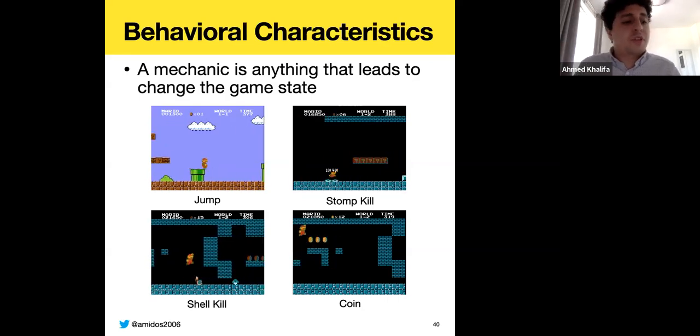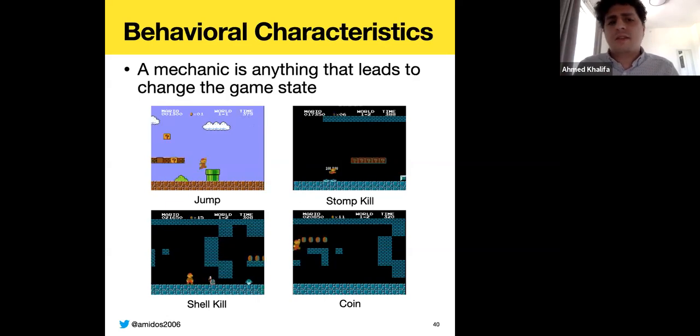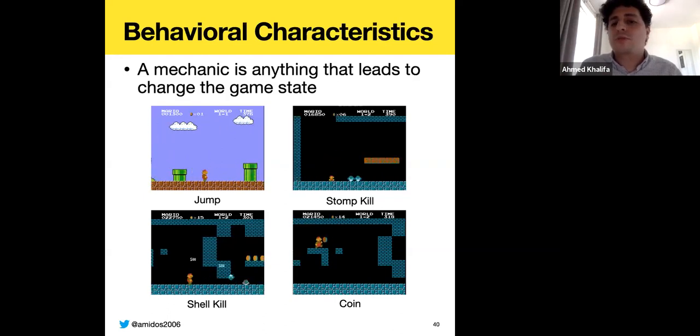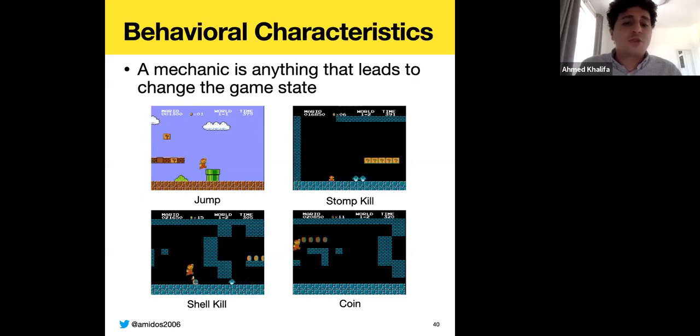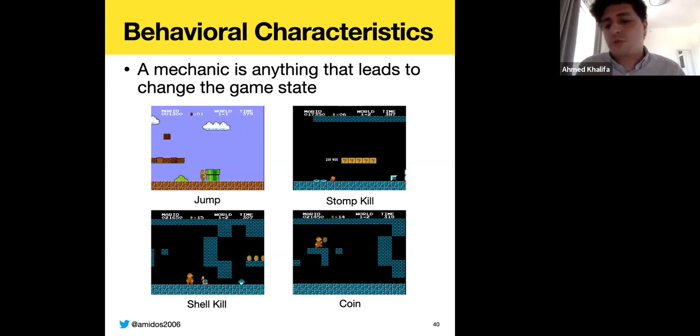And for people who don't know what a game mechanic is, it's anything that happens in the game that will change its state. For example, in Mario, you could jump on top of a pipe. You could jump on top of Goombas to stomp them to death. You could push a Koopa shell to kill another enemy. You can collect coins. There are a lot of them. And these are some of the ones we use anyway.